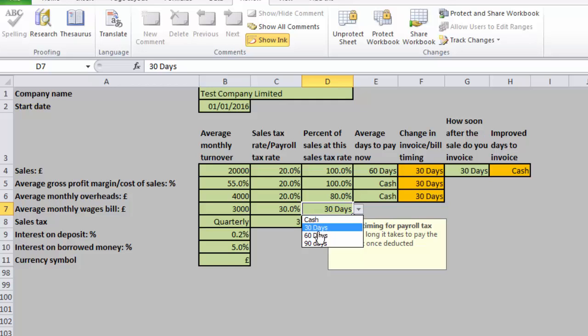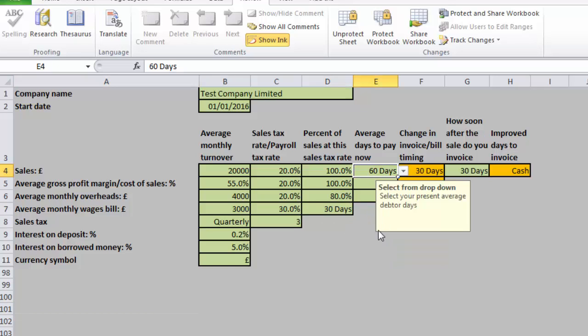Paid immediately, 30 days, 60 days, or 90 days. So I'm going to leave that at 30 days. The next box is to do with how quickly you either receive your money or how quickly you presently pay your money. Now at the moment, I'm going to say that this company is allowing its customers 60 days to pay. That's the terms that they set.